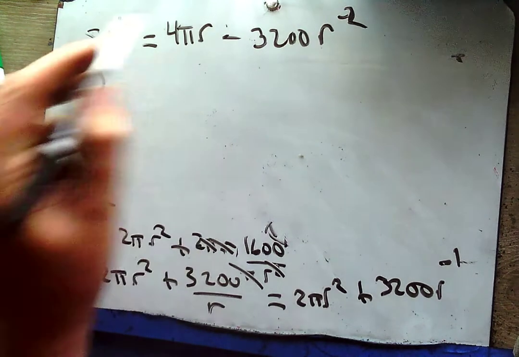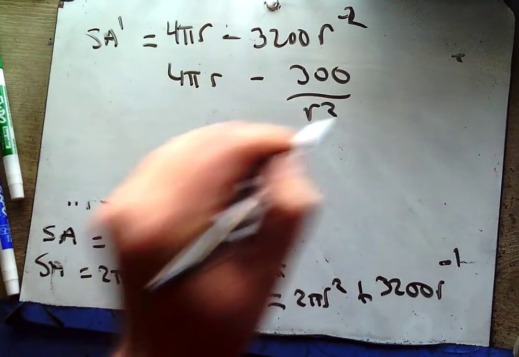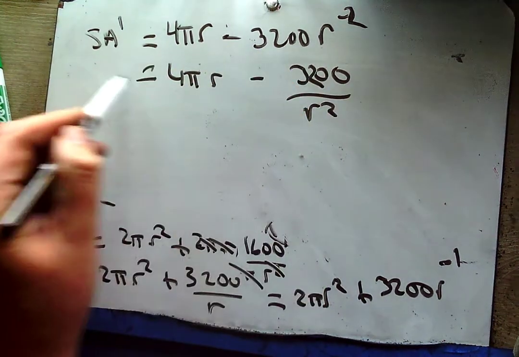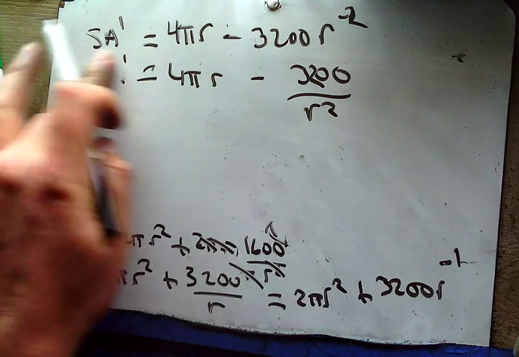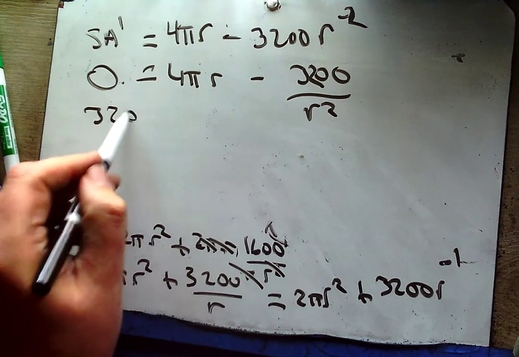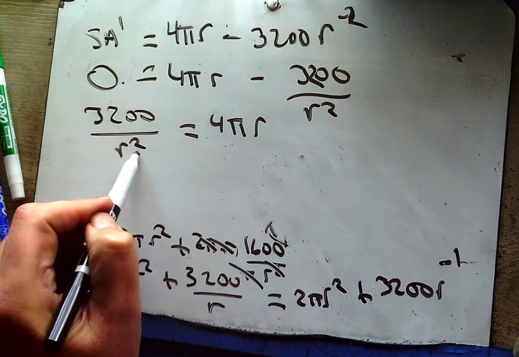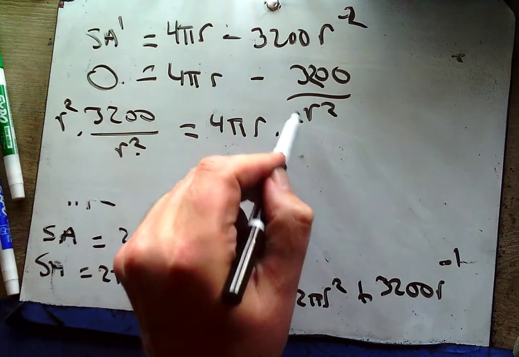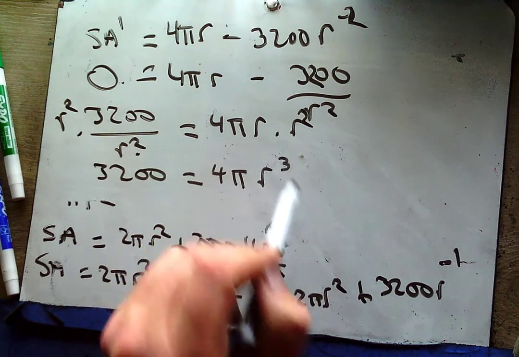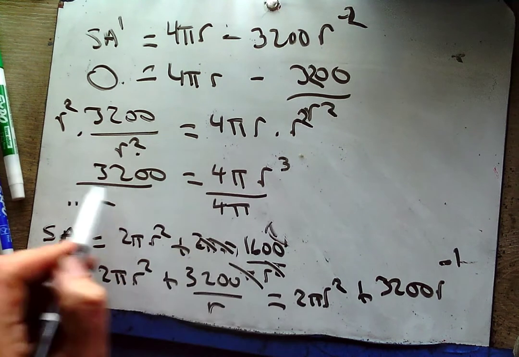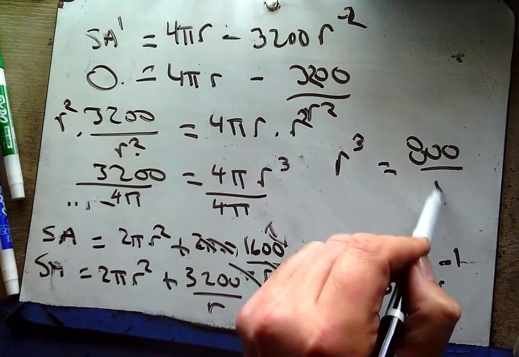So let's think about this. 4 pi r minus 3200 over r squared. This is SA prime, and I want to solve this for r when this is 0. So I've got 3200 over r squared equals 4 pi r. I'm trying to solve for r, so let's multiply both sides by r squared. We get 3200 equals 4 pi r cubed. And if we divide both sides by 4 pi, we get r cubed equals 800 over pi.